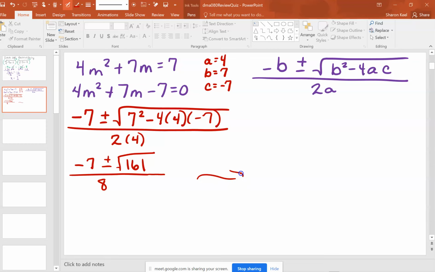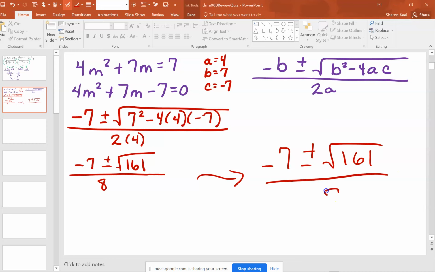So for this one, my final answer is negative 7 plus or minus the square root of 161 over 8. It can't be reduced any further. But if I could have reduced that, I would have done so.